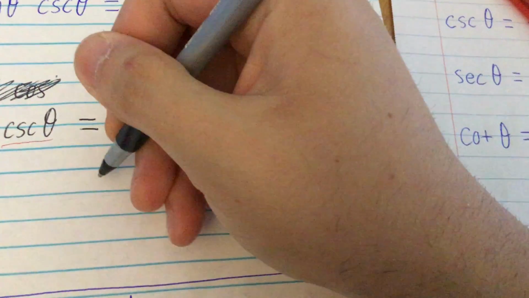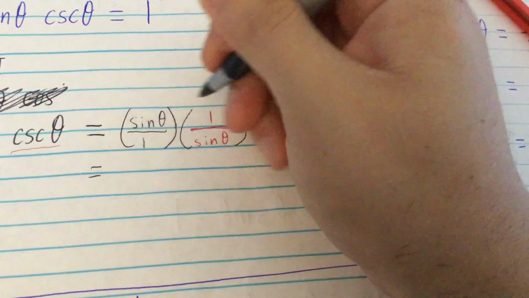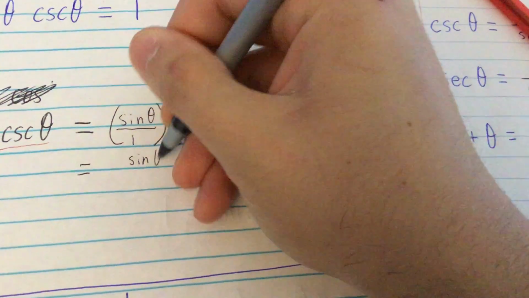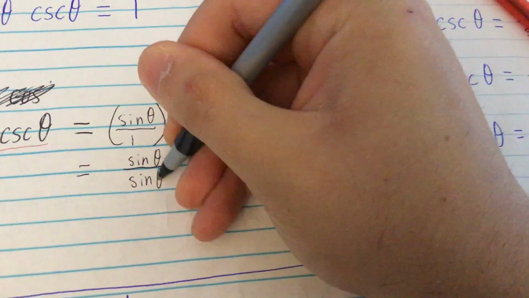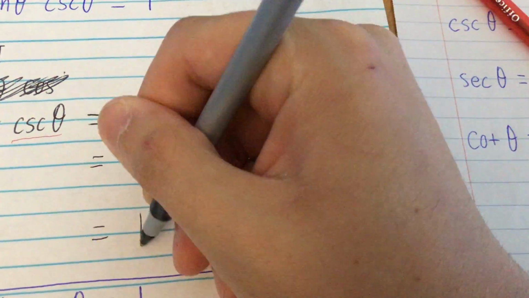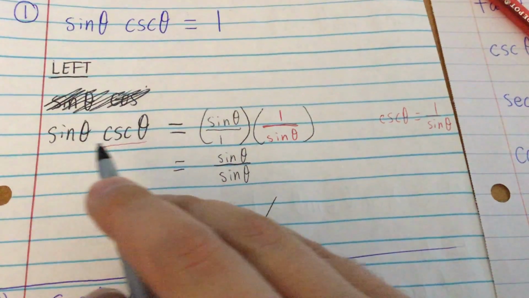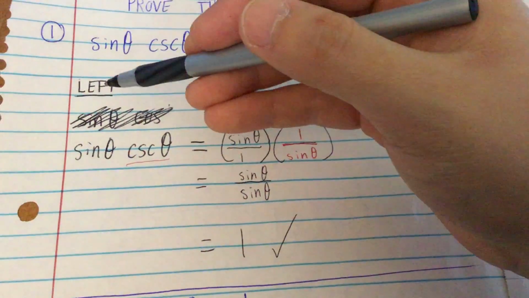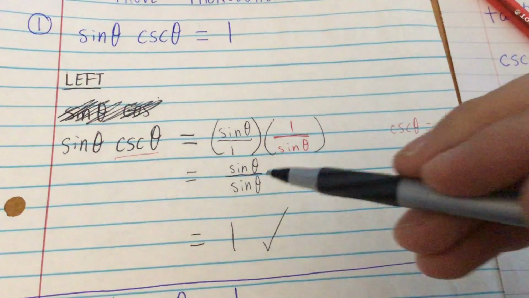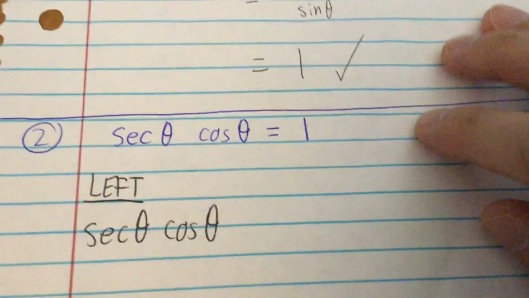Okay, so now I'm just going to combine them into one neat little fraction. So now I multiply across. Sine times 1 is sine. 1 times sine of theta is sine of theta. Okay. Sine of theta divided by sine of theta is equal to 1. Check. So we start with the left, we manipulate it using the rules to make it equal to the right. So this is like a maze. You navigate your way through the maze and we get to our goal. Okay? This one's kind of similar.